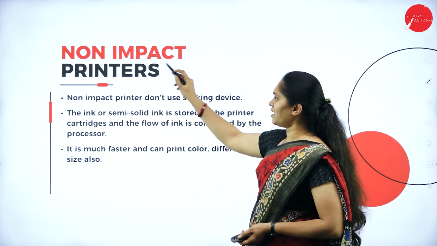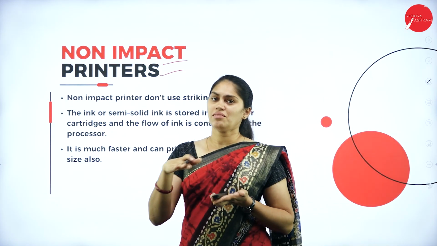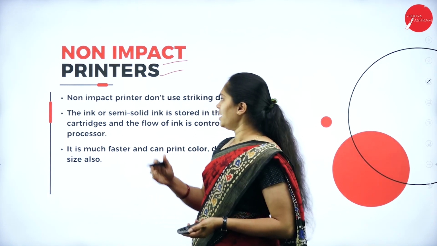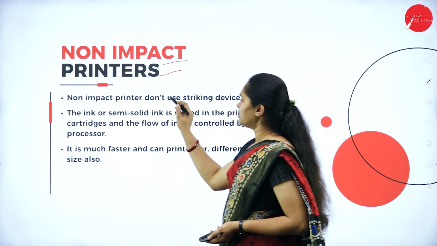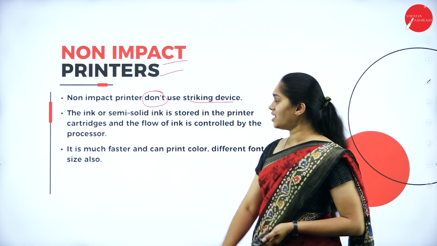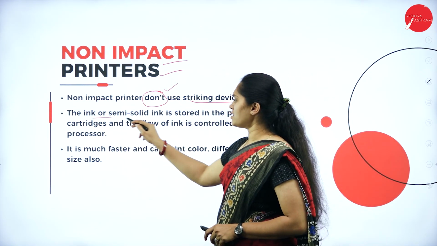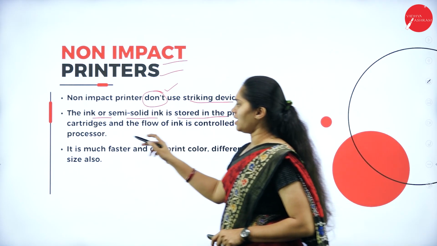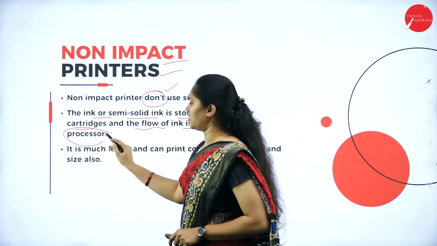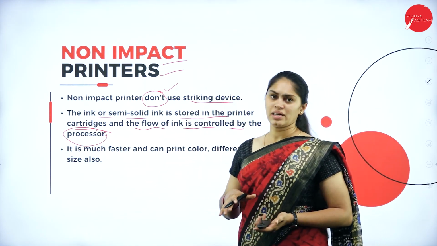Next, we'll see about the non-impact printer. If it is an impact printer, then there will be a physical connection between the paper and the striking head. But if it is a non-impact printer, then it will not use any striking devices. Fine. That is the main difference between impact and non-impact. The ink or semi-solid ink is stored in the printer cartridges and the flow of ink is controlled by the processor. We don't have any striking devices or moving parts in this non-impact printer.